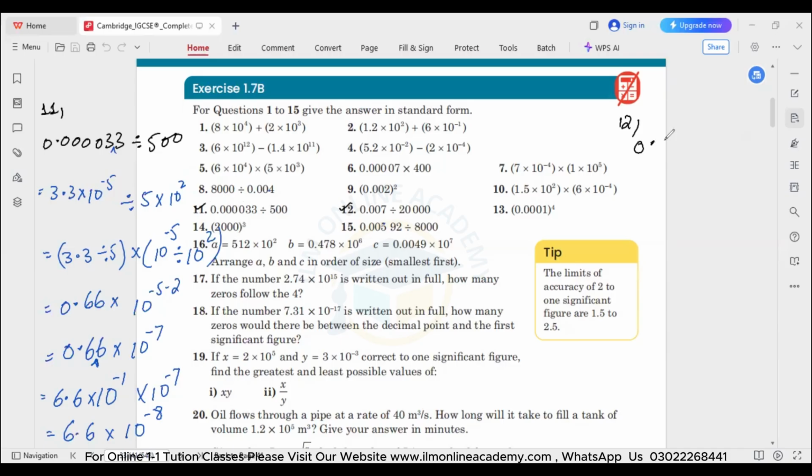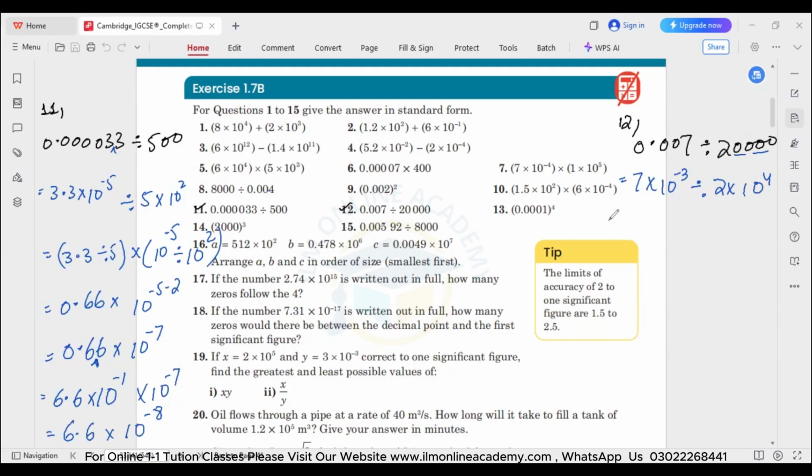In this, we have 0.007 divided by 20,000. Okay. First of all, again, we need to write this number in standard form. So 7 times 10 raised to the power -3 I will be having. And this will be 2 times 10 raised to the power 4, because after 2, we have directly 4 zeros.